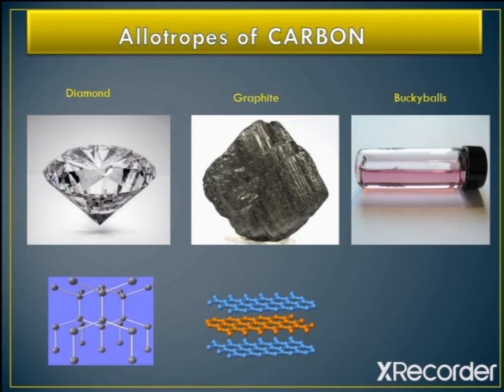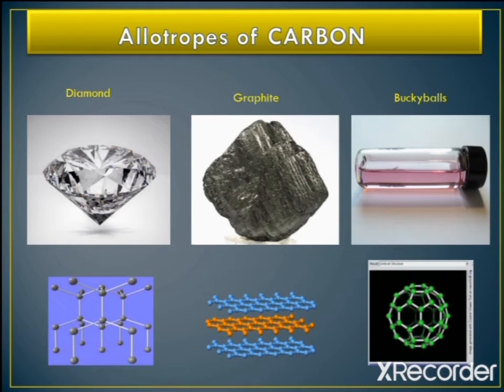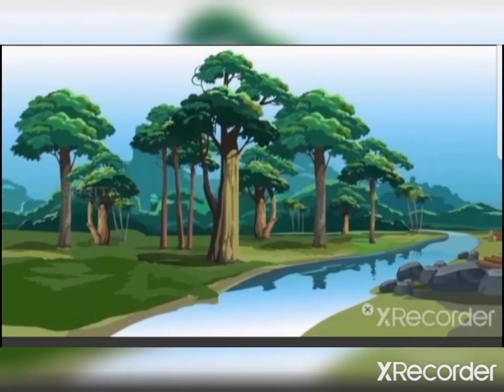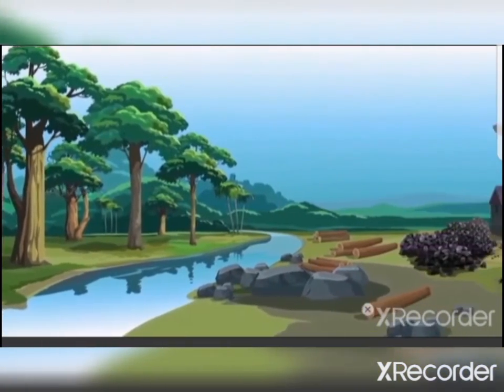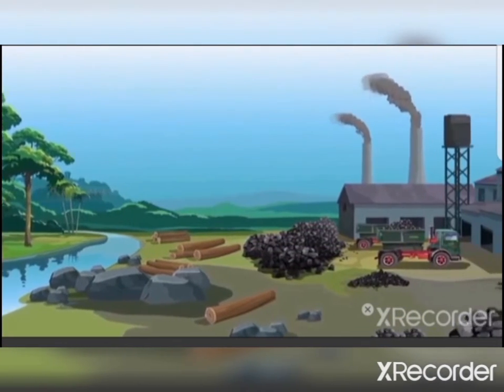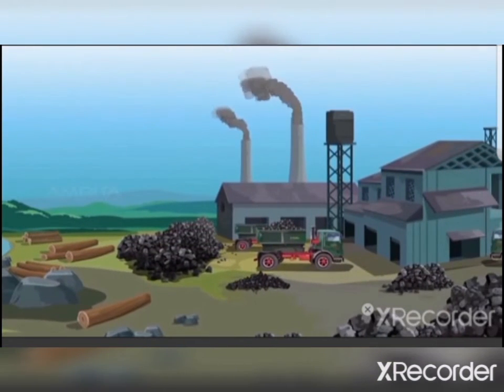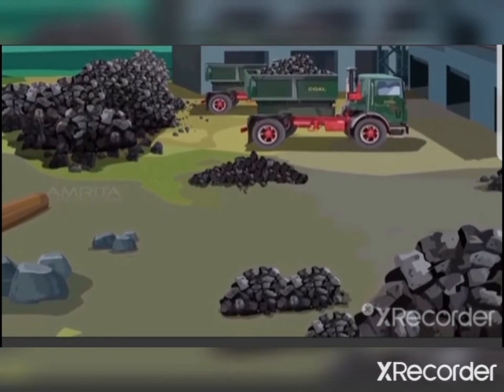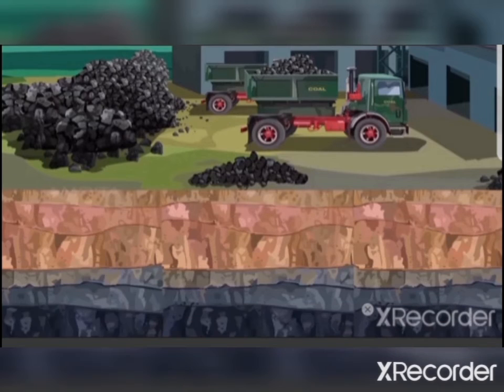Third, buckyballs. Now let us study these three types in detail. Allotropes of carbon. Carbon is a well-known non-metal atom which is present in different forms in nature with a wide variety of properties.